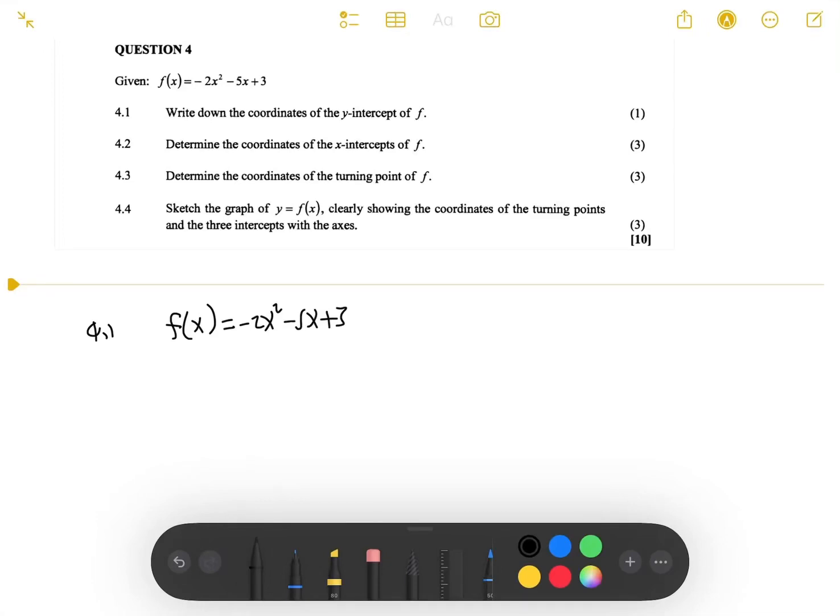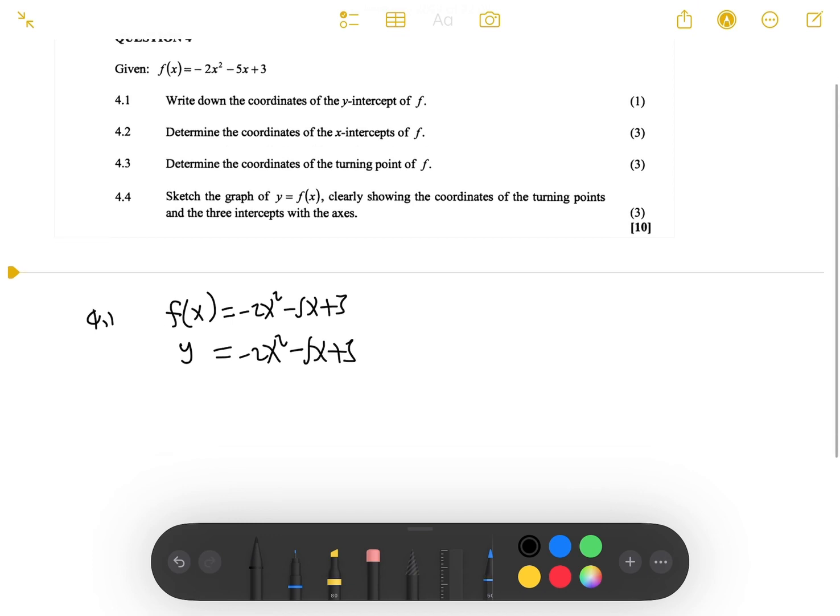So here, question 4, I'm given f of x equals negative 2x squared minus 5x plus 3, which is a quadratic function, right? For 4.1, they ask us to write down the coordinates of the y-intercept of f. The y-intercept is basically where the graph crosses or touches the y-axis, where we know the x value is equal to 0. But we also know that f of x is basically y, which equals negative 2x squared minus 5x plus 3, right?